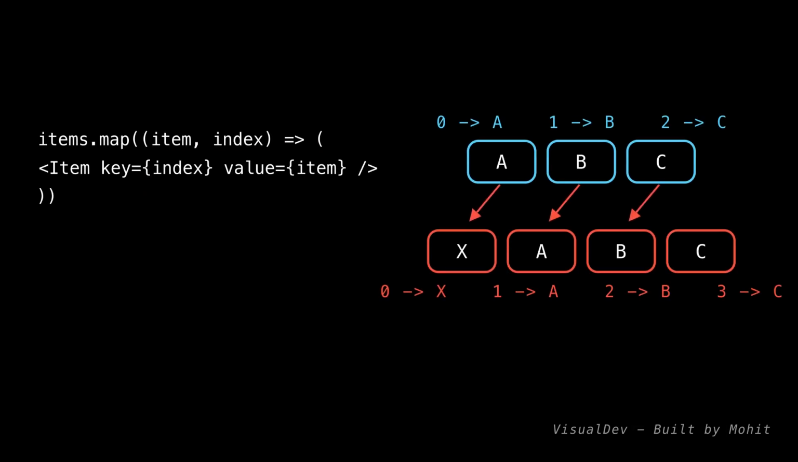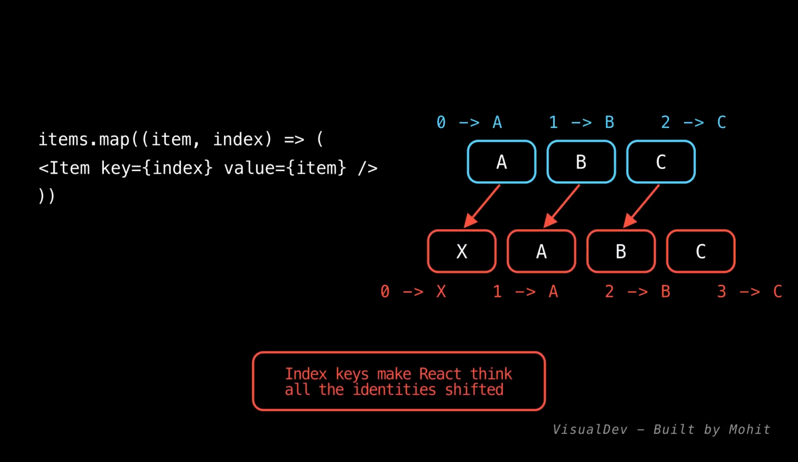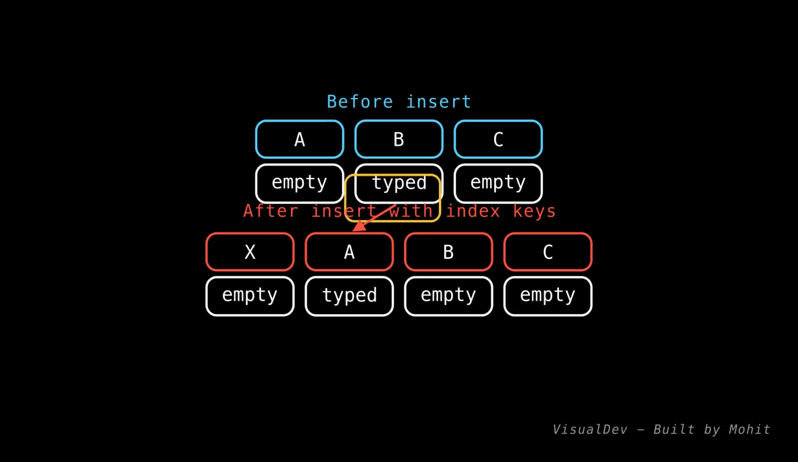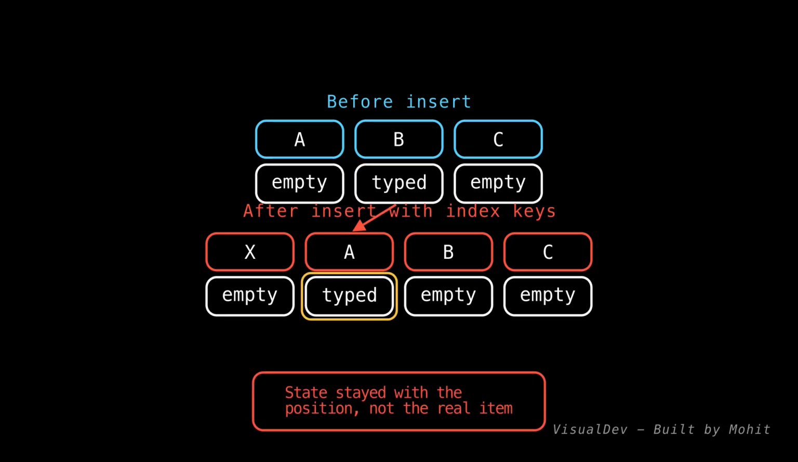Index keys can look fine at first, but if you insert a new item at the top, all the keys shift. From React's perspective, A became X, B became A, and C became B. This is where the bug becomes real. If each item has local state, like an input, the typed value can move to the wrong item. React reused the component by position, not by identity.